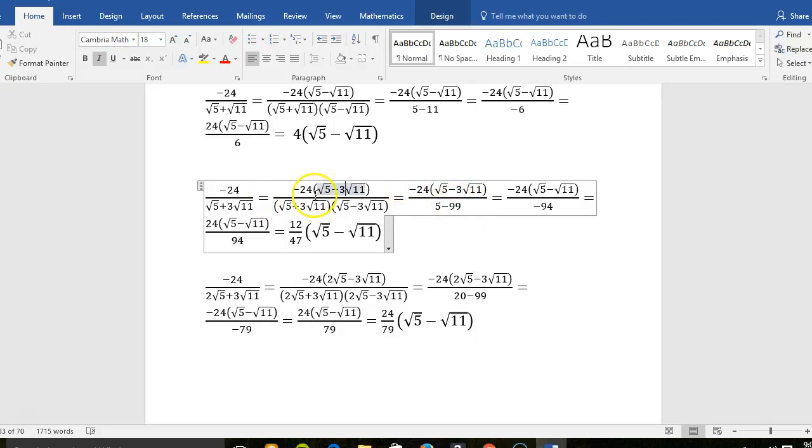And now up here, I just leave the negative 24 as is for now, everything up here as is. But now we get neg 24 times this stuff over neg 94, because 5 minus 99 is neg 94. The negatives kill each other. We just get 24 positive over 94 positive, and we have the other stuff up top. But now 24 over 94 reduces to 12 over 47. So we have 12 47ths times rad 5 minus rad 11. That's perfectly acceptable as a final answer.